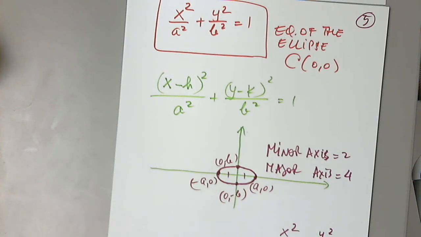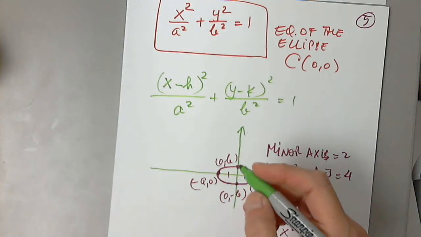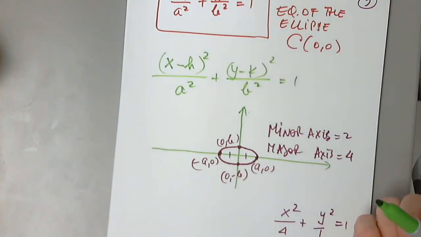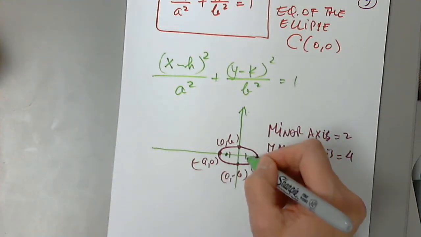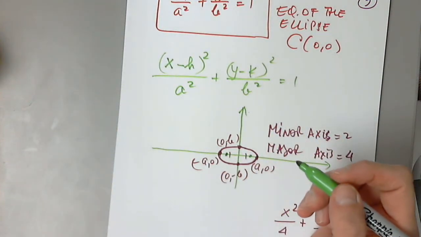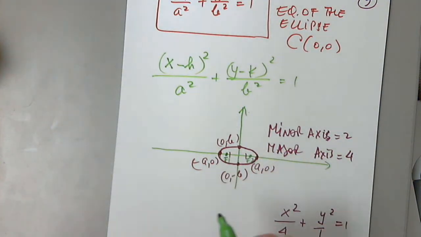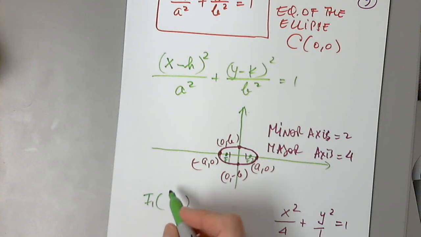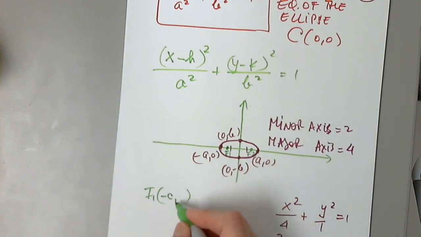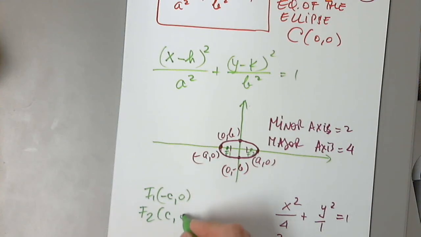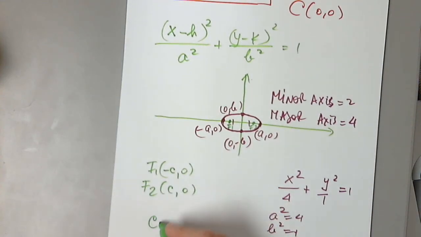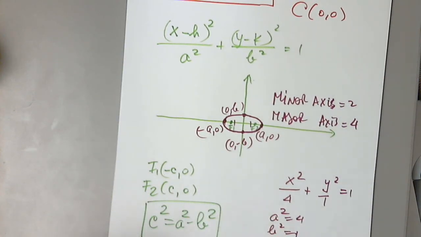So now the question is, where are the foci? I don't know, but we can determine them. I'm just going to plot them, but we'll determine where they are exactly. So this is F1, and this is F2, and the coordinates for F1 will be negative c, and we'll say what c is in a moment, and F2, c comma 0. C squared equals a squared minus b squared. This is how we get the coordinates of the foci.